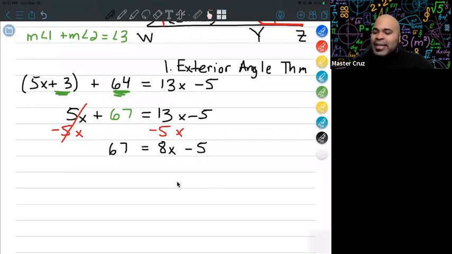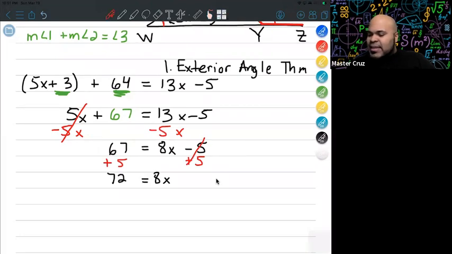Make sure that you combine the like terms, right? X's with x's and constants with constants. I'm trying to solve for x here, so I'm going to cancel the 5 first. So I'm going to add 5 to both sides. You always cancel the number without the variable. This cancels, and then 67 plus 5 is going to give us 72, and this equals 8x.